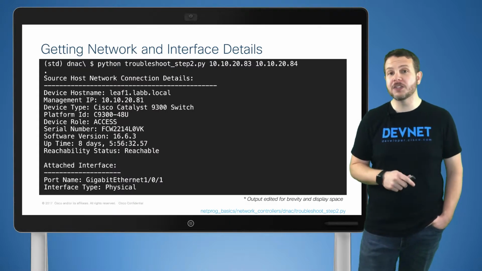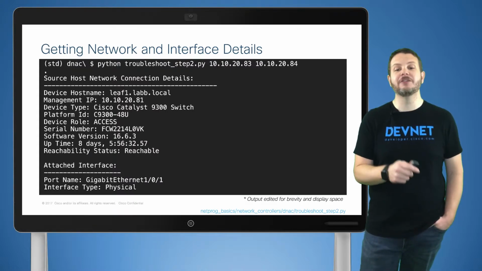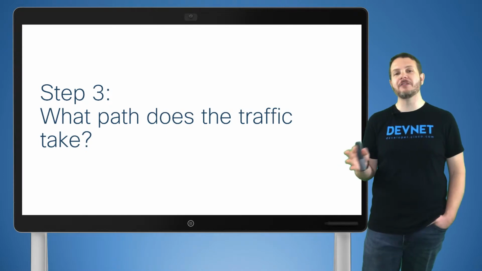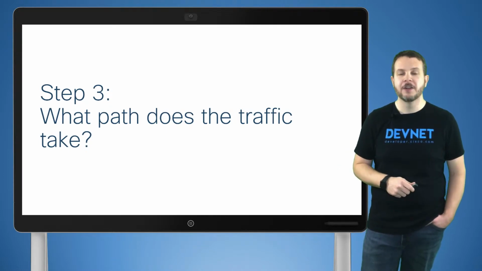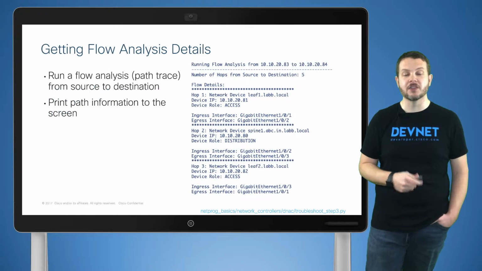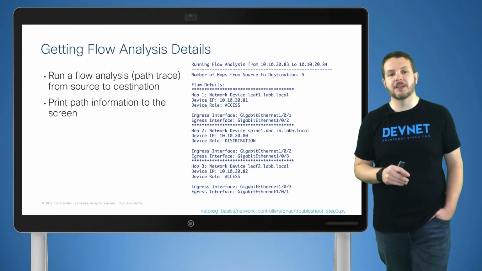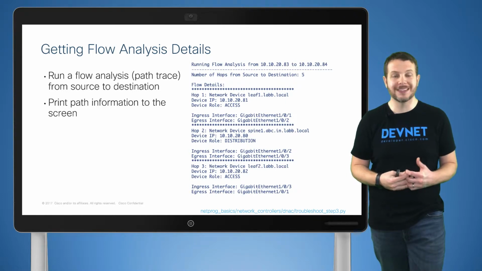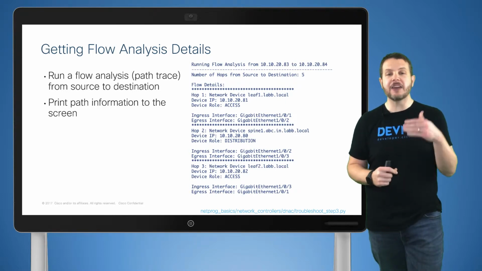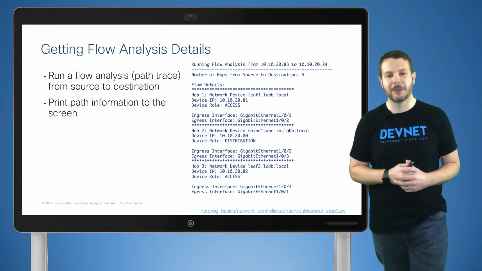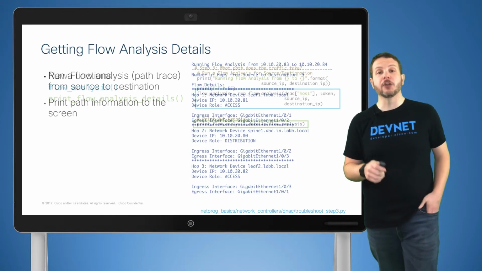We're getting quite close to the end of our treasure map, but now we need to figure out what path is this traffic taking across the network. For that, we're going to use flow analysis, also known as path trace. Now the output that we want looks like this. We want to run the flow analysis. We want to see how many hops does it take, and every hop along the way, the key details about it.